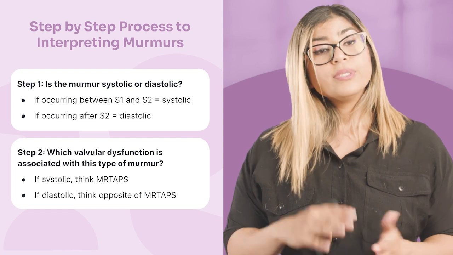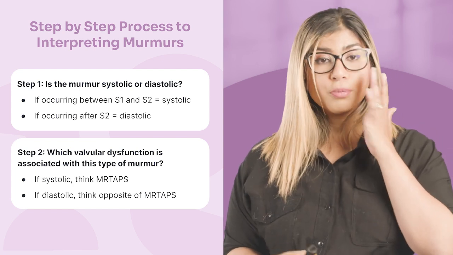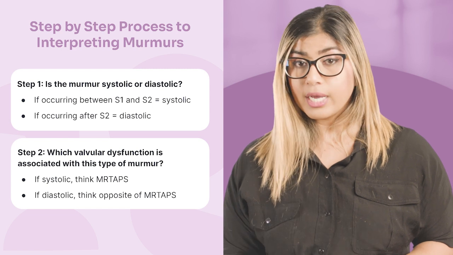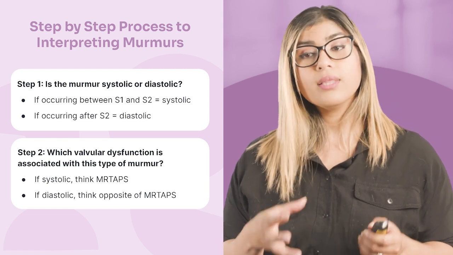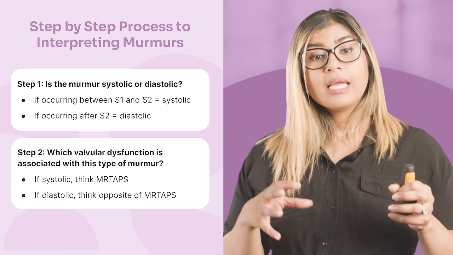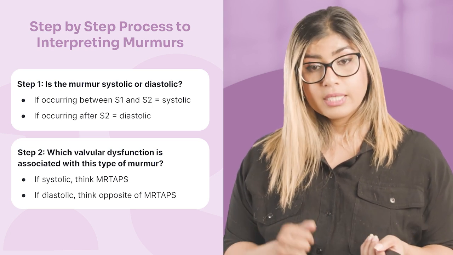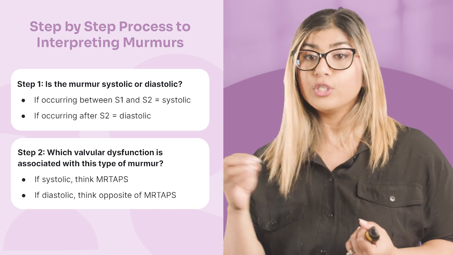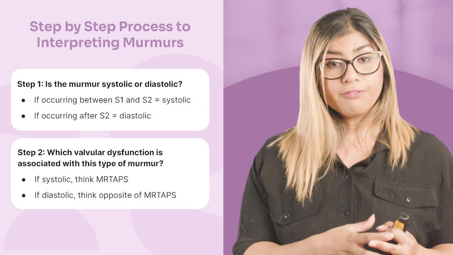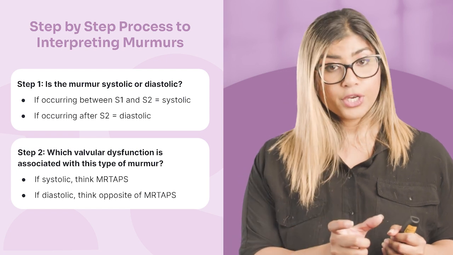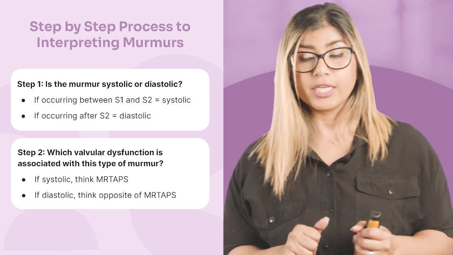So let's go through a step-by-step process to interpreting murmurs. The 4-step process that can be utilised to determine what is the most likely valvular issue associated with the murmur is this. Step 1. Is the murmur systolic or diastolic? So if it's occurring between S1 and S2, it's systolic. If it's occurring after S2, it's diastolic.